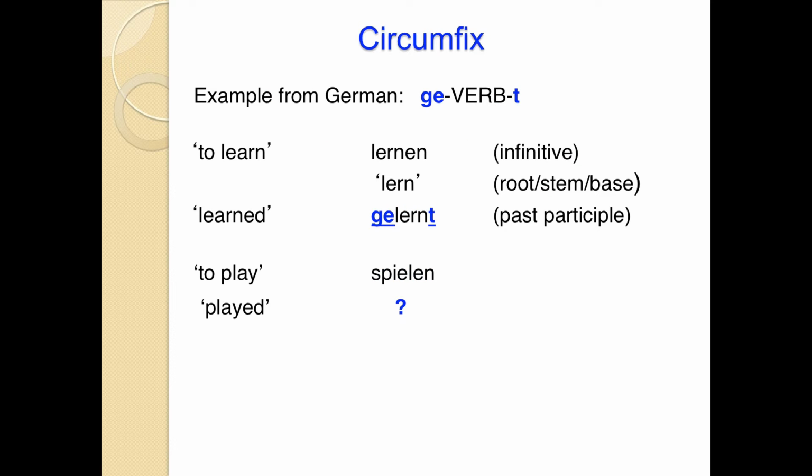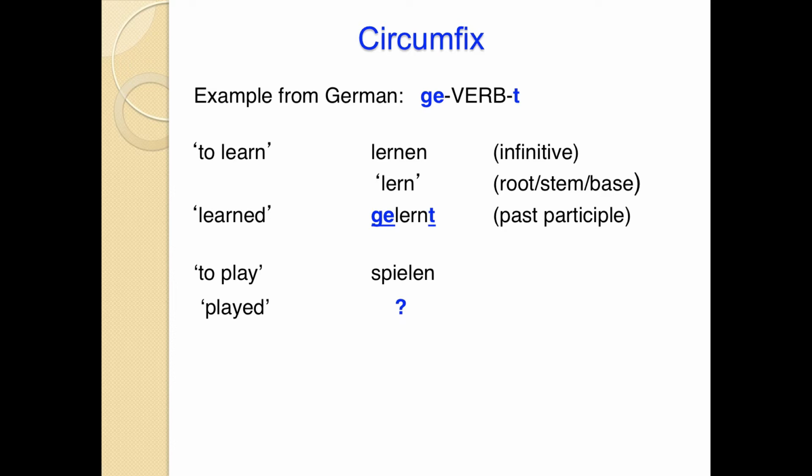German has circumfixes. In fact, to do the past tense in German, you need a circumfix. To do the past tense, where in English you would use the suffix ed, in German you need the circumfix ge and then a t, and the verb is in between. So please look at this example. To learn in German is lernen. That's the infinitive, but the real root, stem or base is lern. So then learned is gelernt. And you see how the circumfix has surrounded the original verb on both sides.